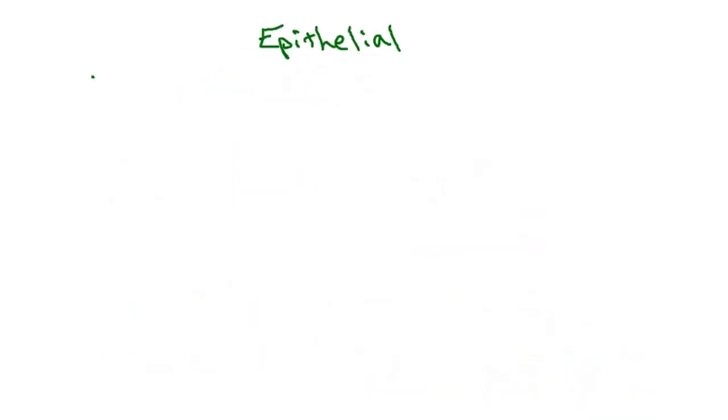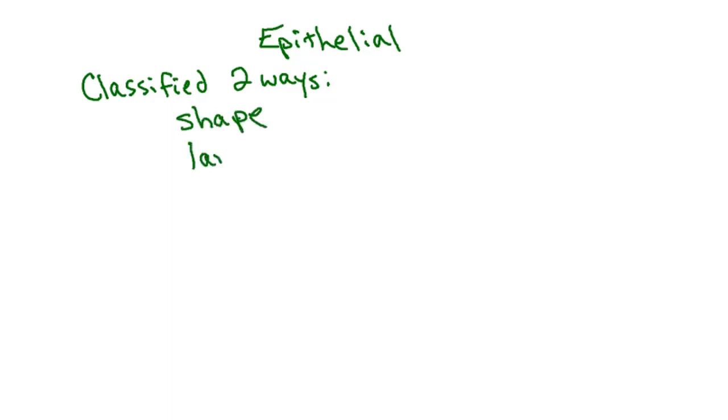Now, what you need to remember about epithelial tissue is that it's classified two different ways. So it's classified in two ways. So there is the shape and there is the layering. So how many layers it has.